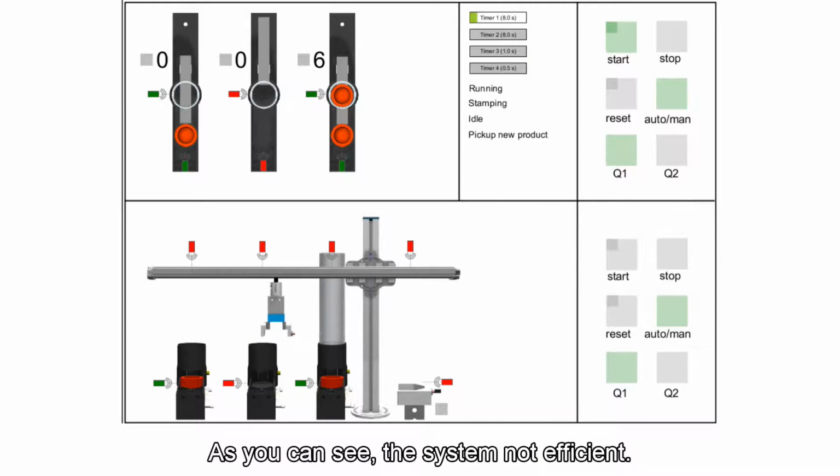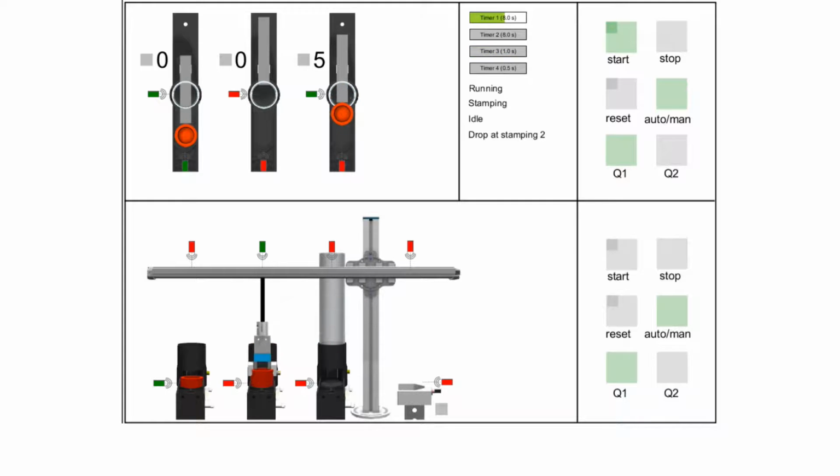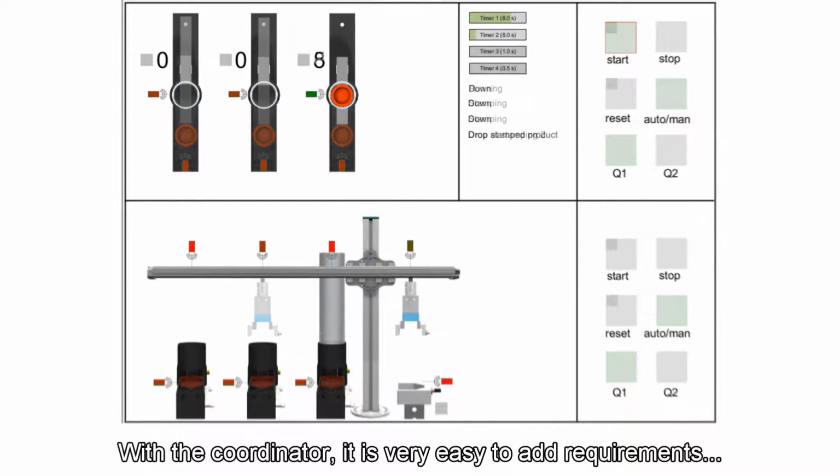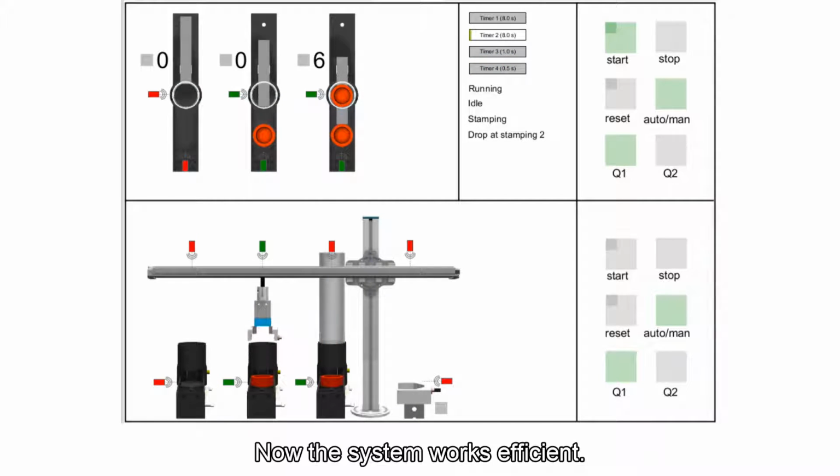As you can see, the system is not efficient. The first product is dropped in the last machine. With the coordinator, it's very easy to add requirements. That removes the inefficiency. Now the system works efficiently.